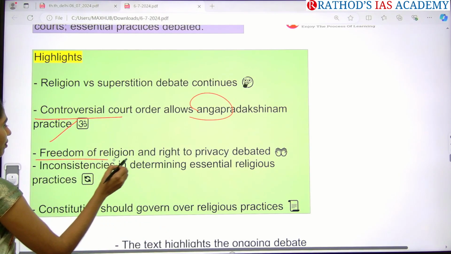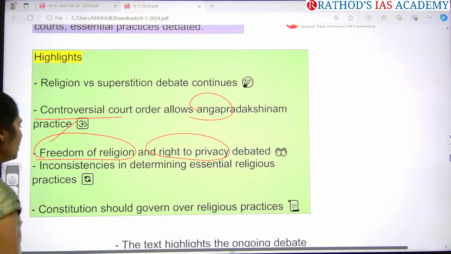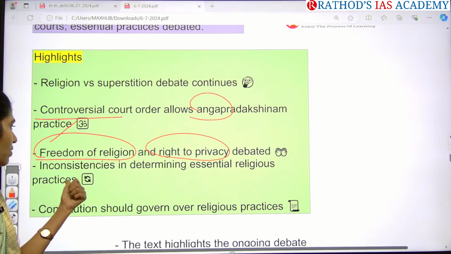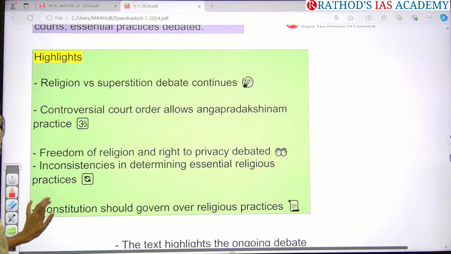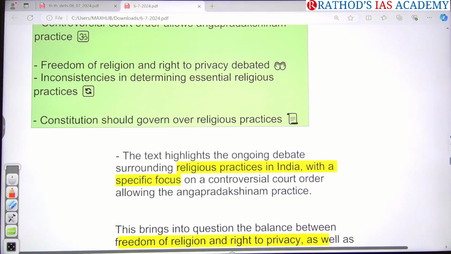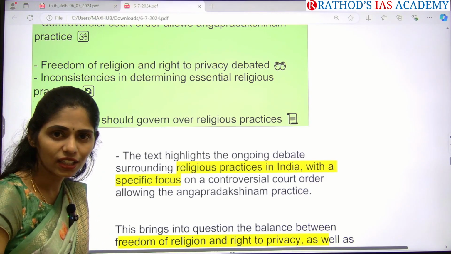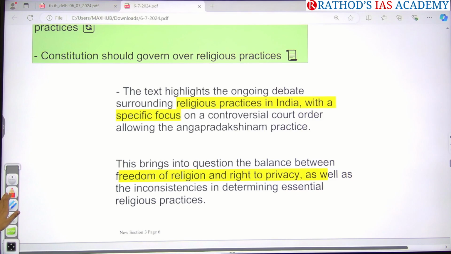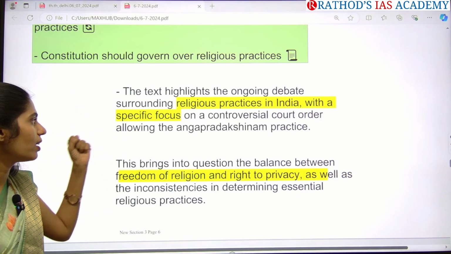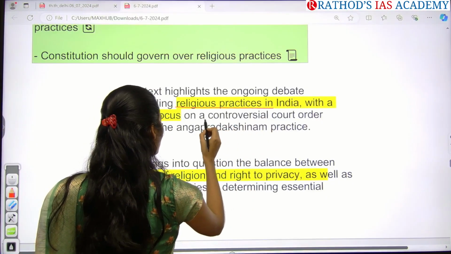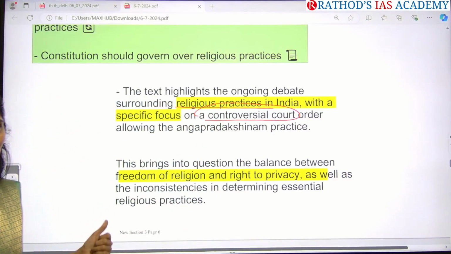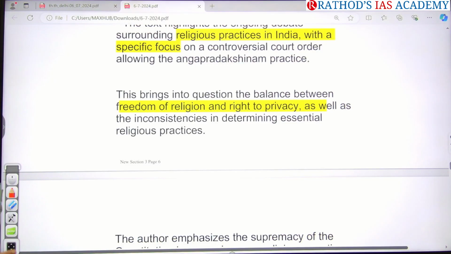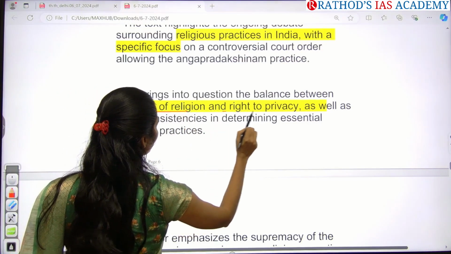Even now, freedom of religion and the right to privacy are in debate, because with Anga Pradakshina the right to privacy is also involved. This article says that our Constitution, the law of the land, needs to govern even religious practices. Now let us see about religious practices in India. This article mainly talks about religious practices in India, focusing on controversial court orders allowing the Anga Pradakshina practice in a recent case. Because of this, the question in debate is the right to religious freedom and the right to privacy.